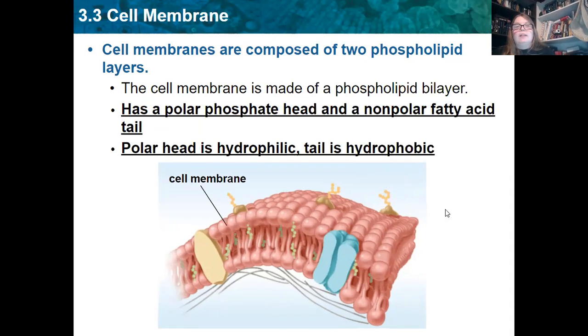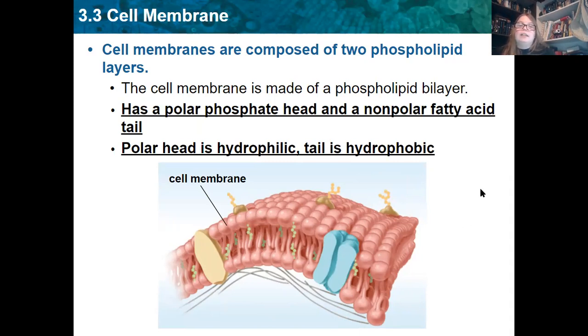So cell membranes, remember that each phospholipid has a polar phosphate head and a nonpolar fatty acid tail. The head is hydrophilic, meaning it loves water. That's literally what it means. Hydro is water, and philic, or phil, means loving. Okay, so it loves water. The tail's hydrophobic, meaning it's scared of water, which means it doesn't dissolve in water.